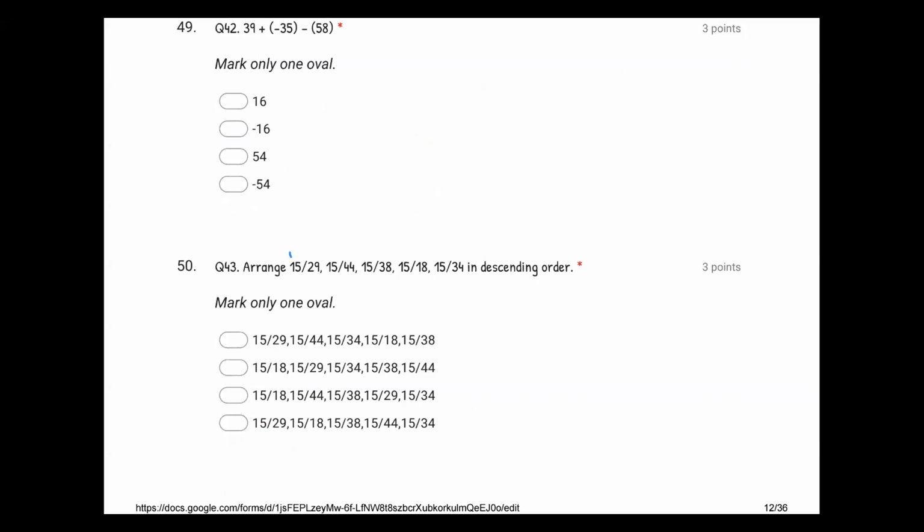If you observe, all the numerators are the same. Numerators are same means the denominators should go from small to big. Where we have small to big, smallest is 18. After that 29, after that 34, after that 38, 54. The answer is this one.